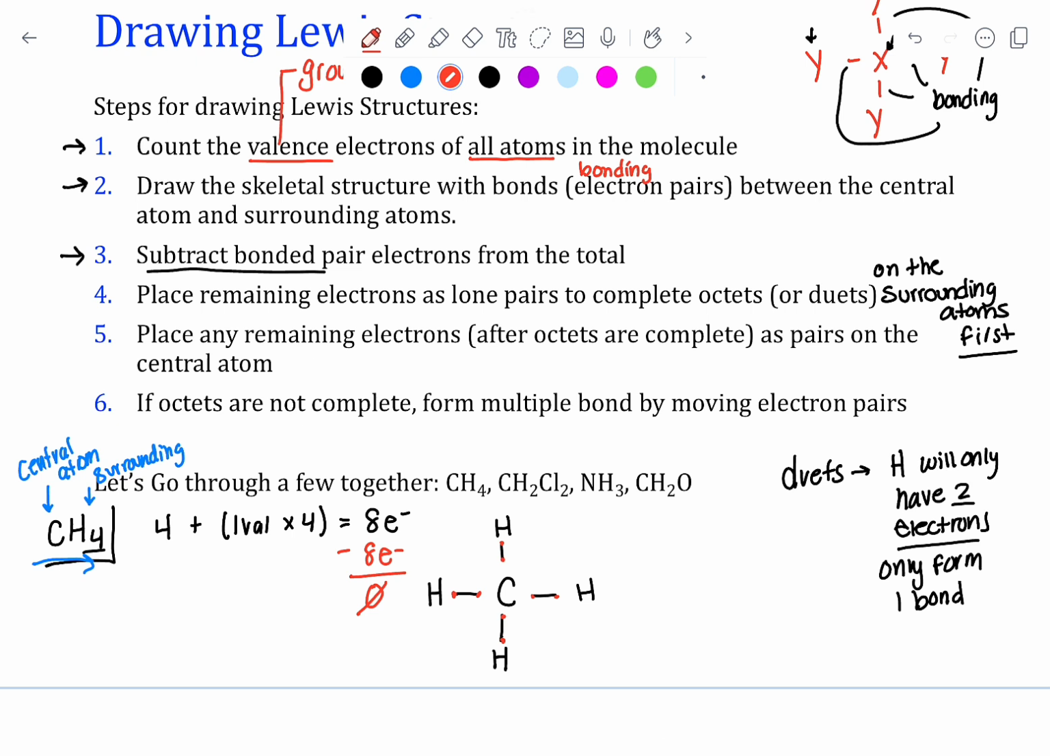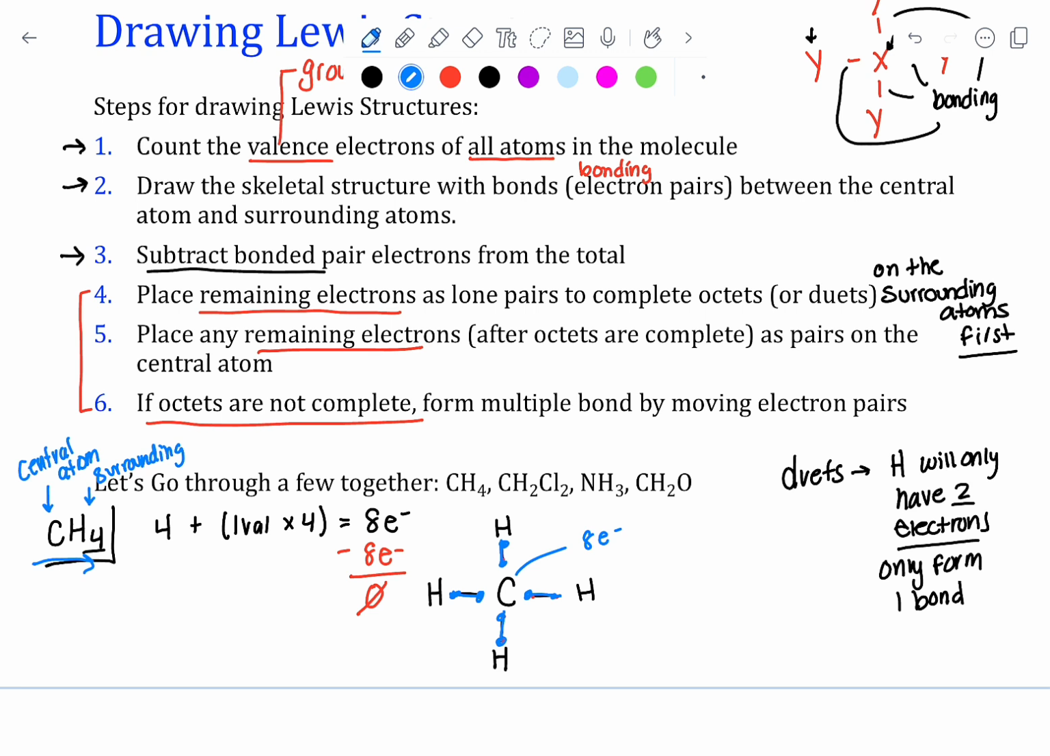Since I have no electrons left, I don't follow steps 4, 5, and 6. I don't need to, because I don't have any remaining electrons. The last thing we can do is just double check that our octets are complete. So carbon has how many electrons associated with it? Well, because these are bonding pairs, those electrons are being shared, and so carbon can claim all of them. So it can claim 1, 2, 3, 4, 5, 6, 7, 8. So carbon has 8 electrons around it.